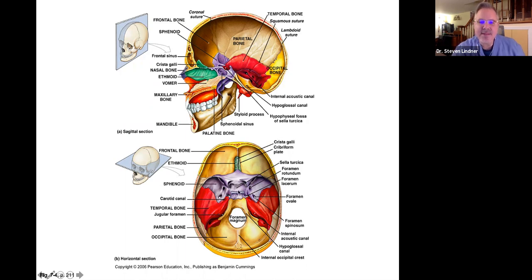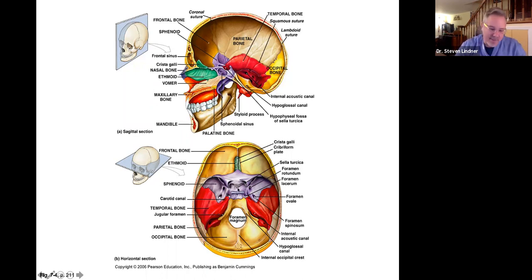Then we have this depression right here. The depression is called the hypophyseal fossa. Hypophyseal fossa. Sometimes they call it the sella turcica. So sella turcica means Turkish saddle, but it is a fossa, which is a smooth depression. And the pituitary gland sits in the hypophyseal fossa.